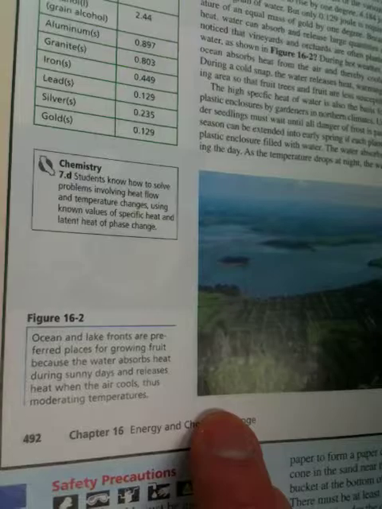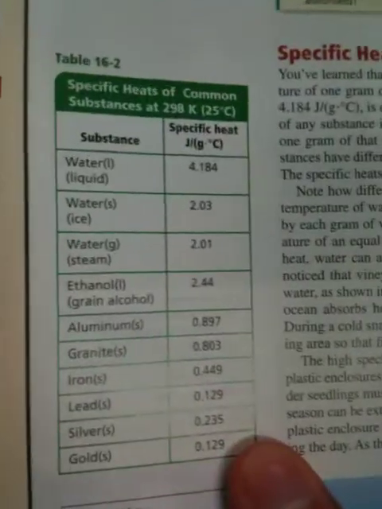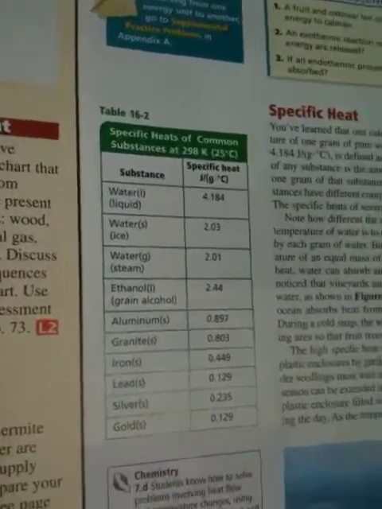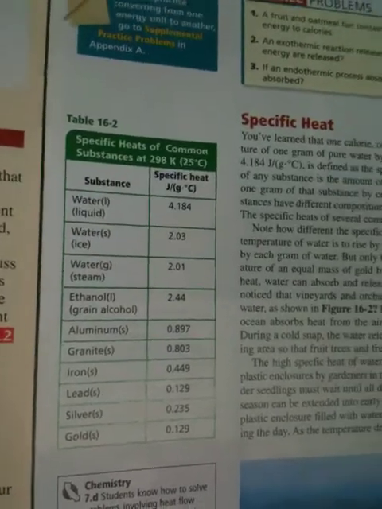Okay, so this is the third video in our series for today. And as the third video, I need to give just a little bit of introduction to this little guy right here. This is on page 492 in your textbook. And what you're seeing here is the specific heat for several different substances.